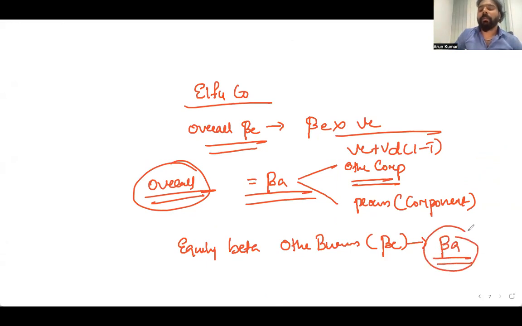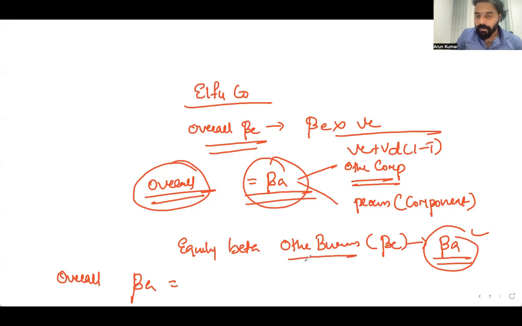So once you get the business risk of other business, next step in the diagram, we know the overall beta A. We know the overall beta A, and now we know the beta A of other business. So how are we going to calculate the beta A of our process or the component that we are planning to invest in? How are we going to do it?